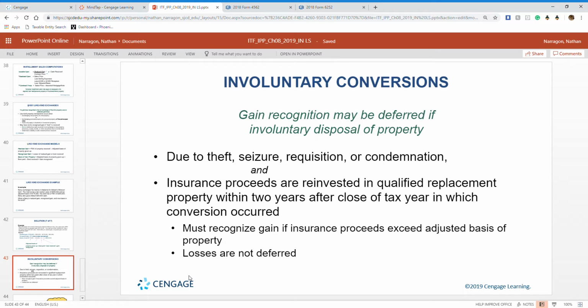Must recognize gain if insurance proceeds exceed adjusted basis of property. Losses are not deferred. Losses are losses. But we still have to recognize gain if proceeds exceed adjusted basis. But involuntary basically only deals with theft, seizure, requisition, or being condemned. This rarely happens, and mostly we still have to recognize the gain. So that's really all it is on involuntary.